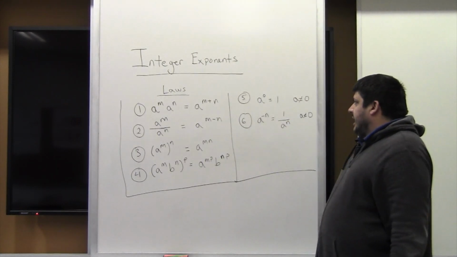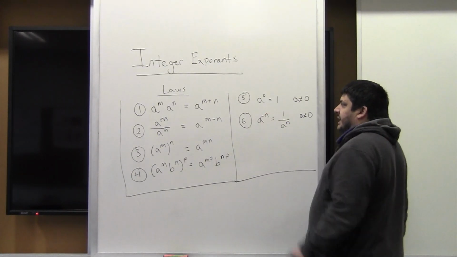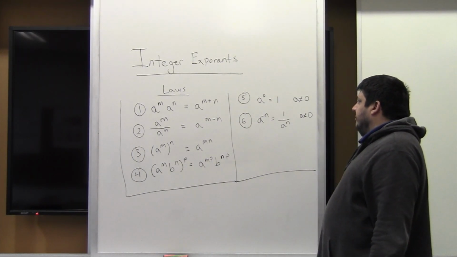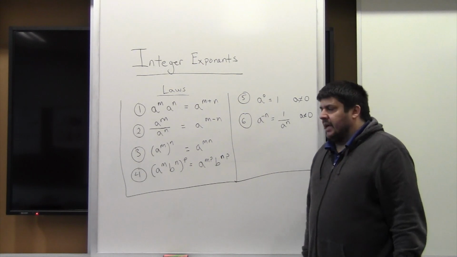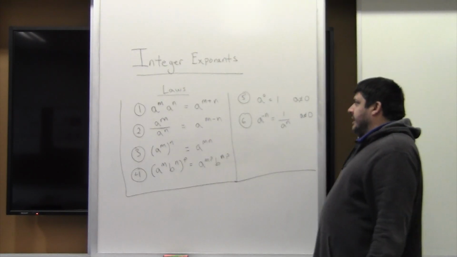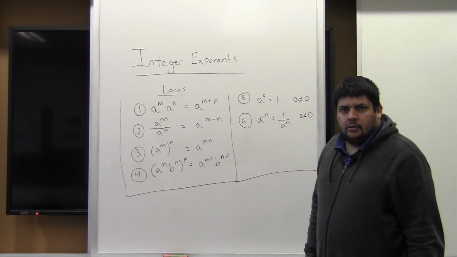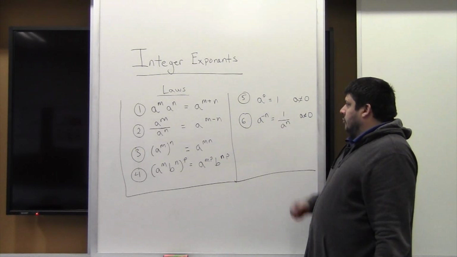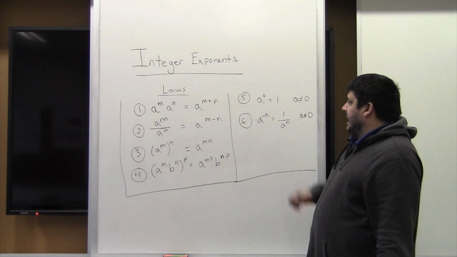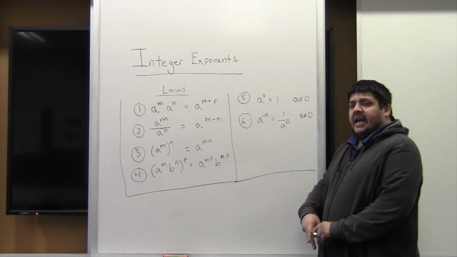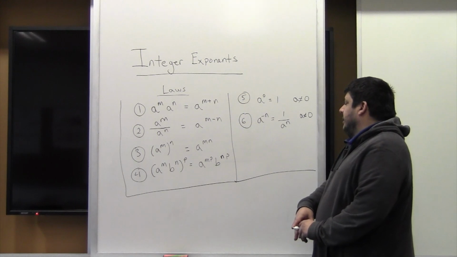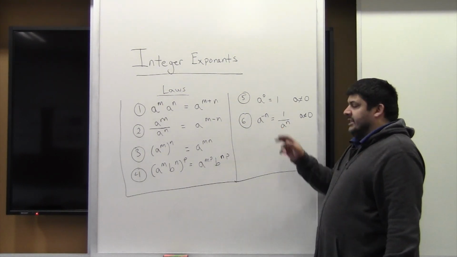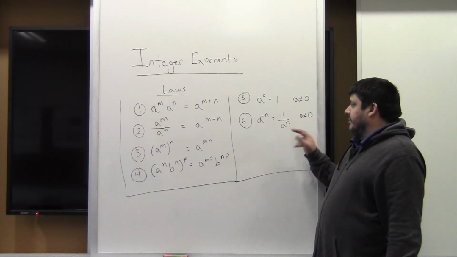Okay, a couple of these here are kind of new. If we have anything raised to the 0 power, then that's equal to 1, with the exception of 0 to the 0, which is not defined. But anything other than that, raised to the 0th power, is equal to 1. And the last one: anything that's raised to a negative power, you can put it on the bottom and make it a positive. You can take its reciprocal and make it the positive power of that.